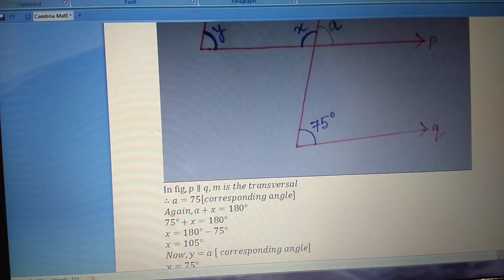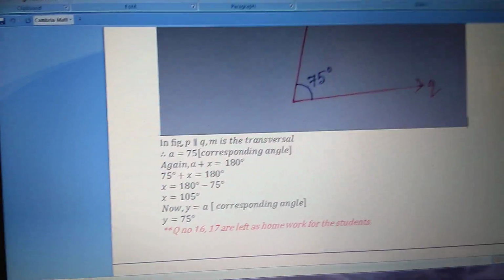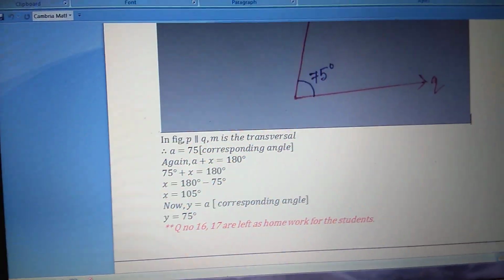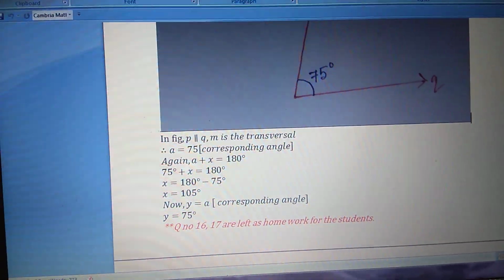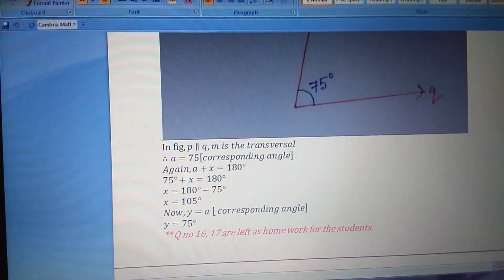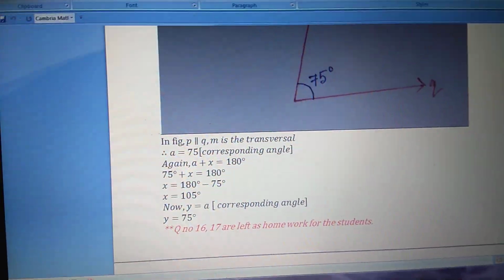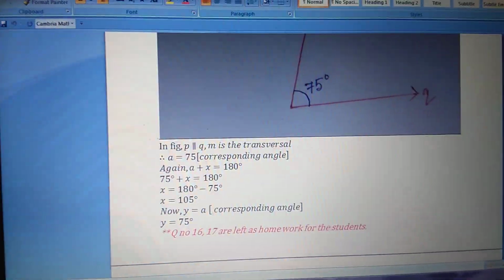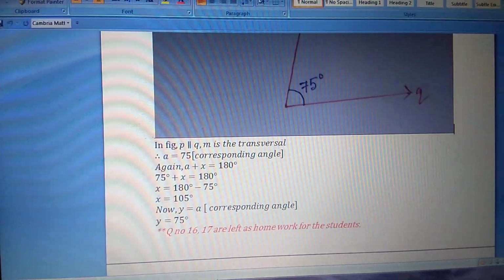The figures which I have drawn separately, you all will do, and the ones which I have not drawn, please copy the figure from the book and draw it in your notebook using ruler and pencil. And questions 16 and 17 are left for you all as homework.